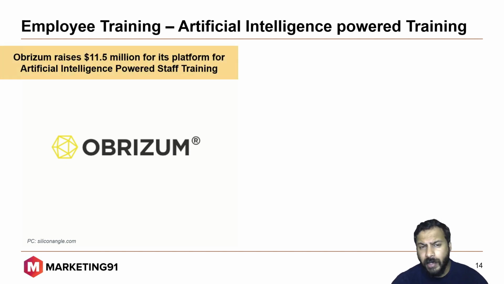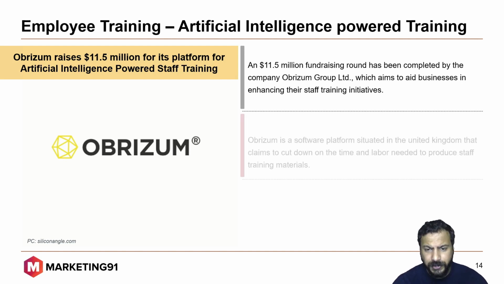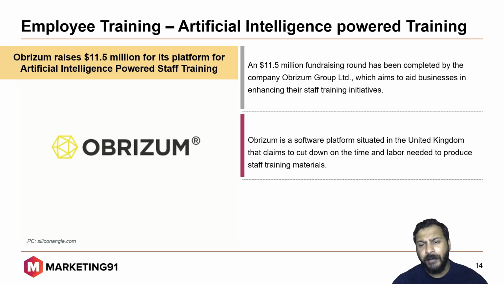Moving on to another example of artificial intelligence by a company called Obrizium. The company raised about $11.5 million for its platform for AI-powered staff training, which is useful for many companies. With the funding round completed, the company aims to aid businesses in enhancing their staff training initiatives. Obrizium is a software platform situated in the United Kingdom that claims to cut down on the time and labor needed to produce staff training materials.